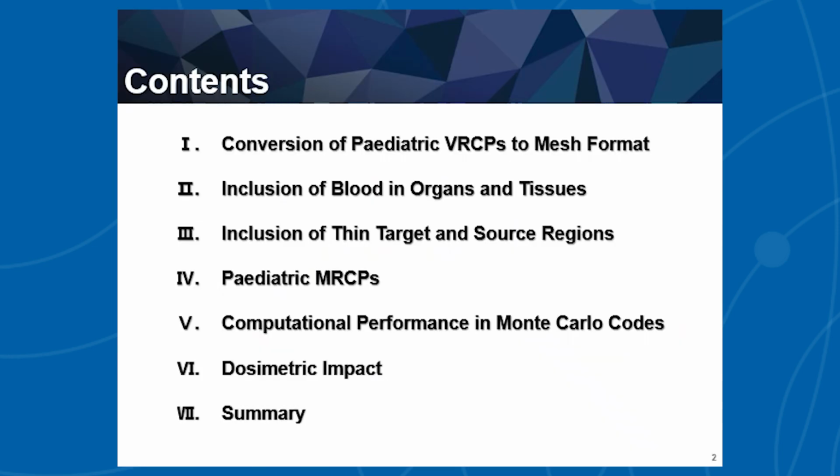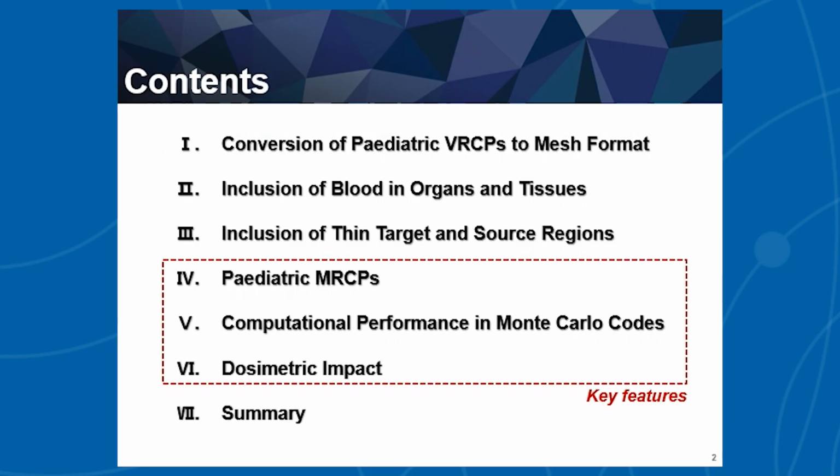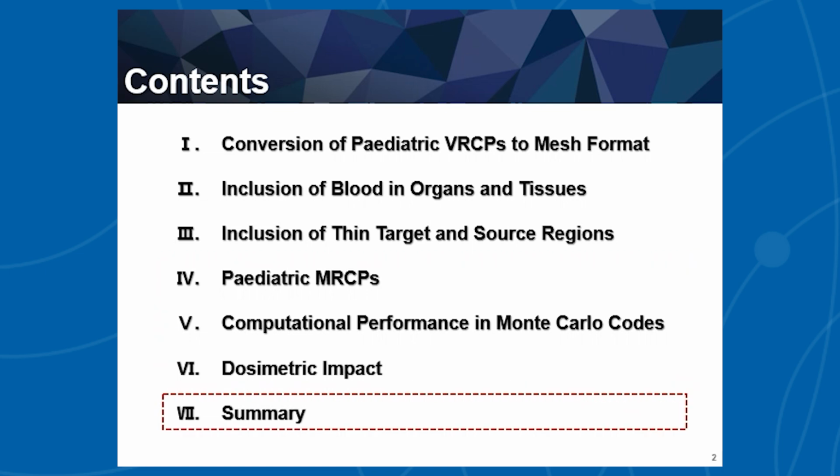Let me briefly introduce the content of this talk. The structure is almost similar to ICRP Publication 156, except for the sections already covered by Professor Yum. In the first three sections, I will describe the development procedure of the pediatric mesh phantoms, and in the following three sections, I will highlight their key features, including anatomical and geometric improvement, computational performance, and dosimetric impact. And finally, I will summarize this talk.